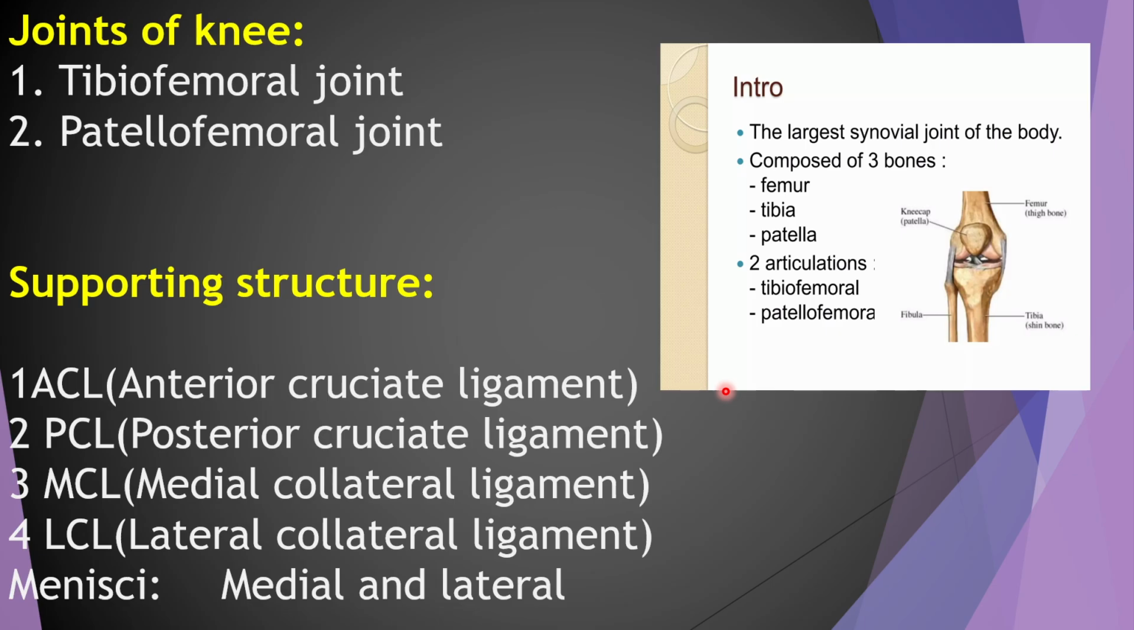So coming to next. The largest synovial joint of the body is composed of three bones, that is femur, tibia, and patella, and two articulations, the tibiofemoral joint and patellofemoral joint. Now, the supporting structures are ACL, PCL, MCL, LCL, and the meniscus, medial and lateral. ACL is the anterior cruciate ligament, PCL the posterior cruciate ligament, MCL the medial collateral ligament, and LCL the lateral collateral ligament. These ligaments are the supporting structures, and there are two menisci, medial and lateral.